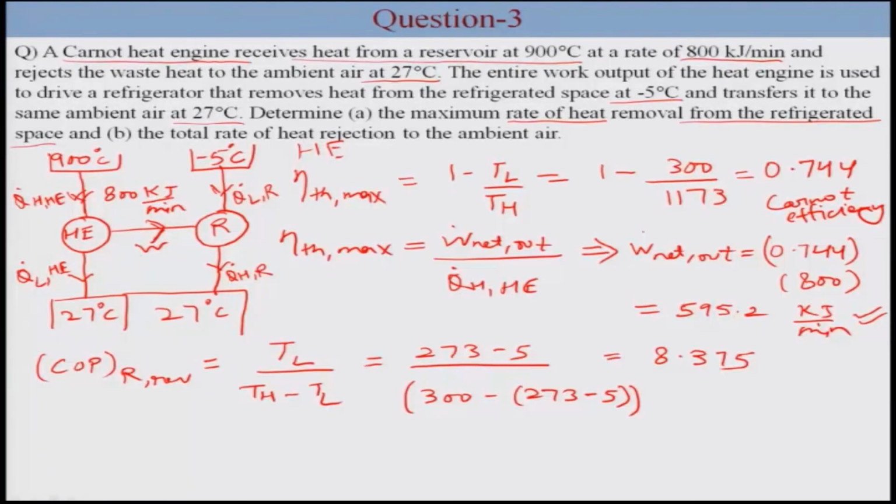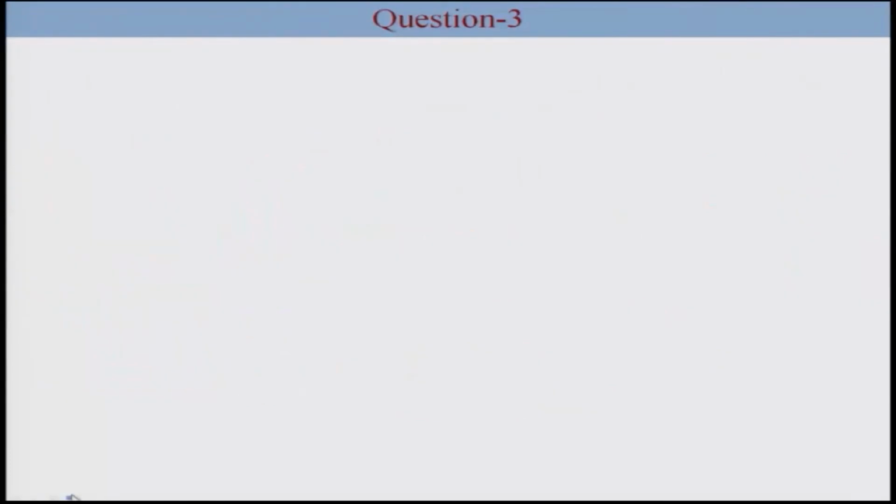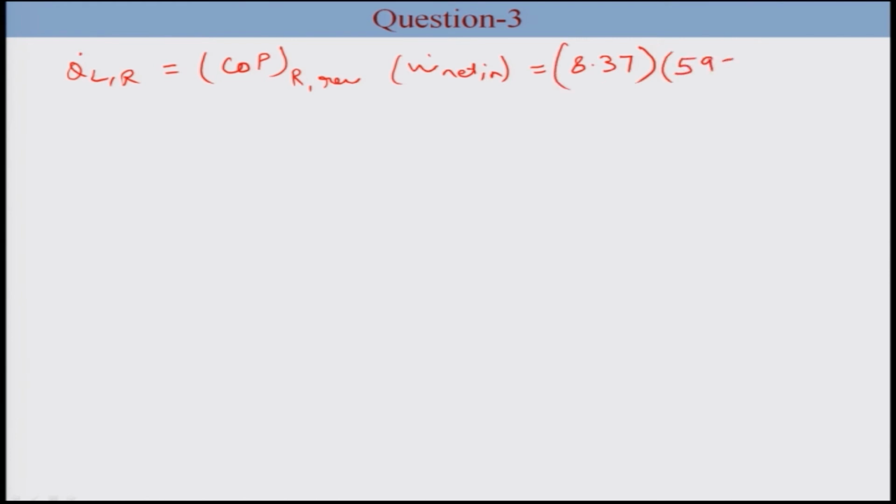And the work is work net, which is given out from the heat engine and is taken as input by the refrigerator. The rate of heat removal from the refrigerated space becomes Q dot L of R, which is equal to the COP of the refrigerator multiplied by the net input work. This is equal to 8.37 multiplied by 595.2 kilojoule per minute. So this value comes out to be 4982 kilojoule per minute.